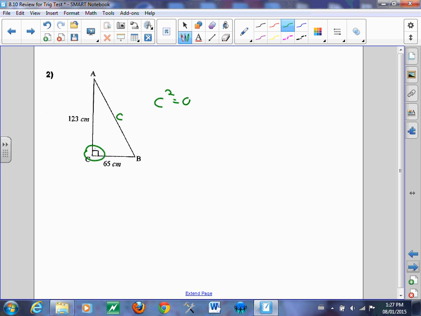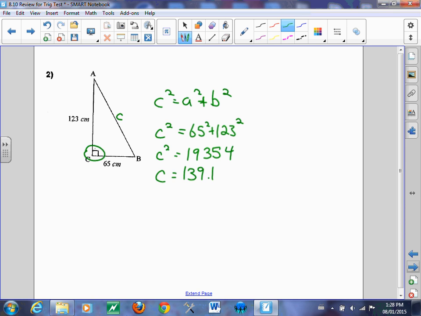So C squared equals A squared plus B squared. If you forget what Pythagorean theorem is, you could have subbed it in right away. C squared equals 65 squared plus 123 squared. We get a total, again a big number, 19,354. Don't forget you have to take the square root of both sides to get C by itself. And you get 139.1 centimeters. Awesome. 2's done. Let's move to 3.